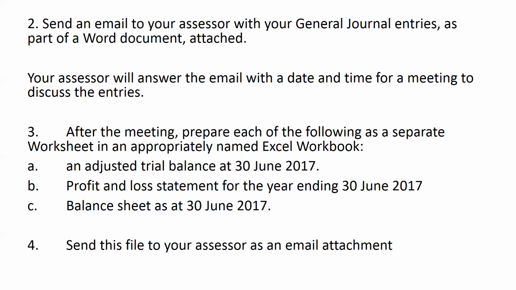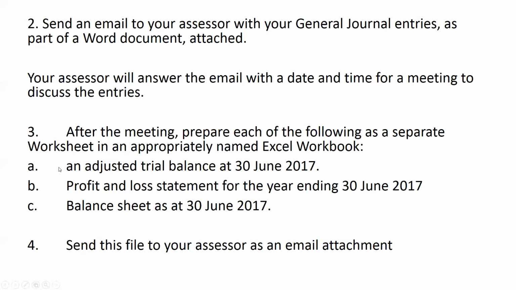After the meeting, prepare each of the following as a separate worksheet in an appropriately named Excel workbook. So now we need to prepare an Excel sheet. Everyone in accounting, whether you're an accountant, working in accounts receivable or accounts payable, or even a bookkeeper, really needs to know how to use MS Excel, because day to day we use software like MYOB and Xero, and mostly we also use Excel for data entry and bookkeeping.